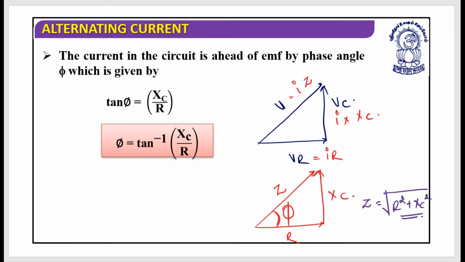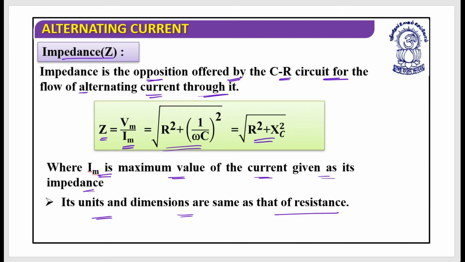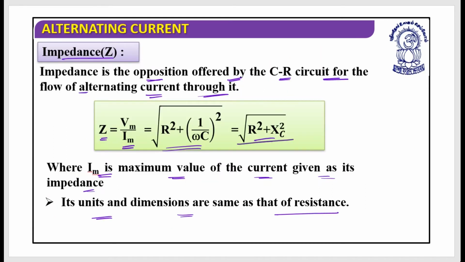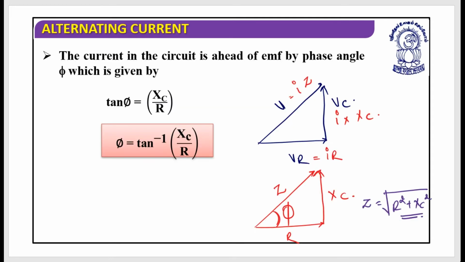So this is the second approach to see this. The first approach will be using this voltage triangle, or you can say from this phasor diagram you can identify that this Z would be equal to root of R square plus XC square. I hope this is clear. Is it clear? So this triangle is what we call an impedance triangle, and it plays a very vital role.